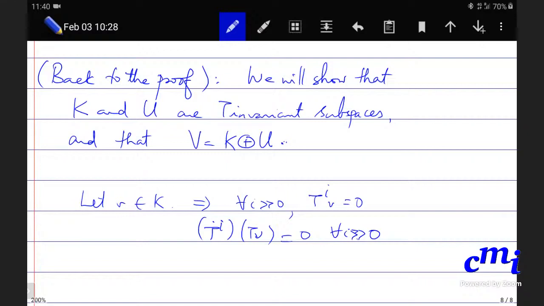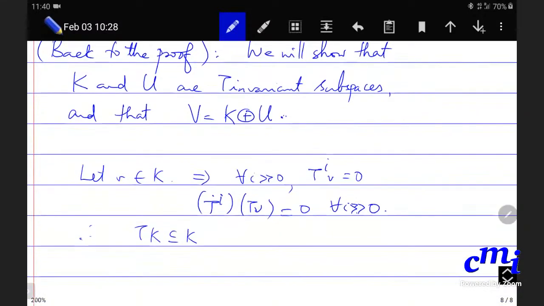So therefore, T of K is inside K. I mean, K is a set of vectors satisfying this property, that for all sufficiently large i, this holds. And Tv also satisfies that property. So T of K is inside K. Okay, so that is, K is a T invariant subspace.